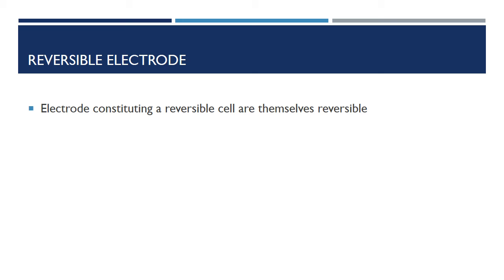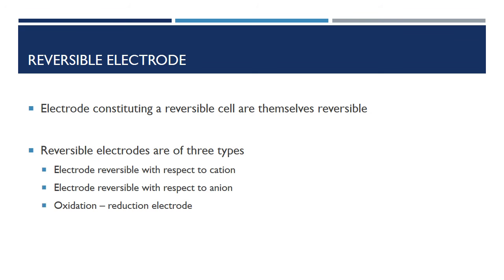Electrodes constituting a reversible cell are themselves reversible. Reversible electrodes are of three types: electrodes reversible with respect to cation, electrodes reversible with respect to anion, and oxidation reduction electrodes.